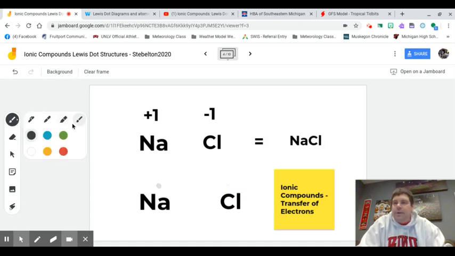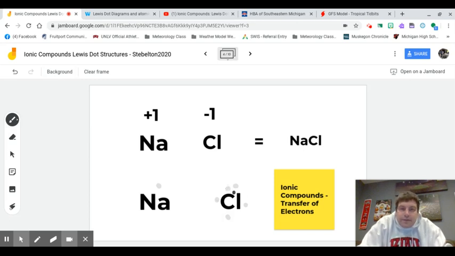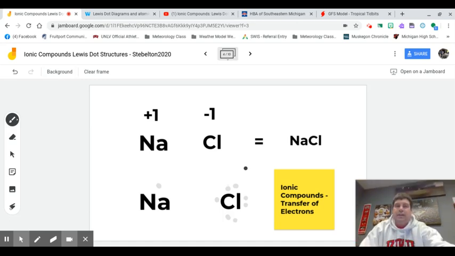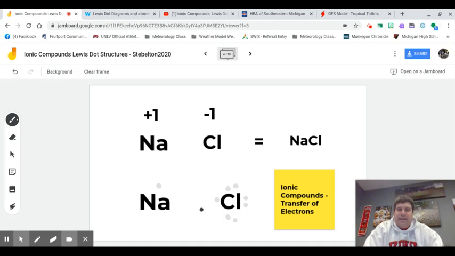Let me get my marker back. Okay. 1, 2, 3, 4, 5, 6, and 7. Now, what you want to look at here is any openings or any chances to give away an electron. And you can just remember this too.